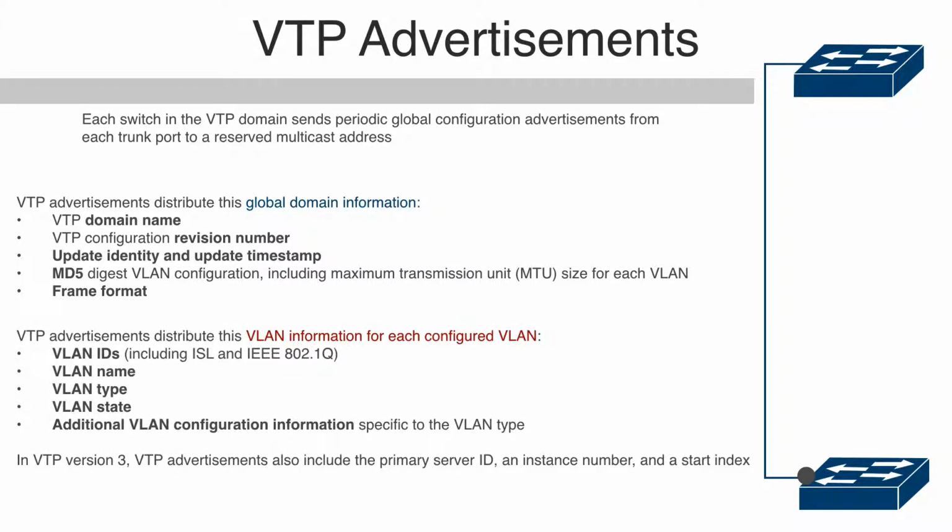VTP advertisements distribute this VLAN information for each configured VLAN: VLAN IDs, including ISL and IEEE 802.1Q, VLAN name, VLAN type, VLAN state, and additional VLAN configuration information specific to the VLAN type. In VTP version 3, VTP advertisements also include the primary server ID, an instance number, and a start index.